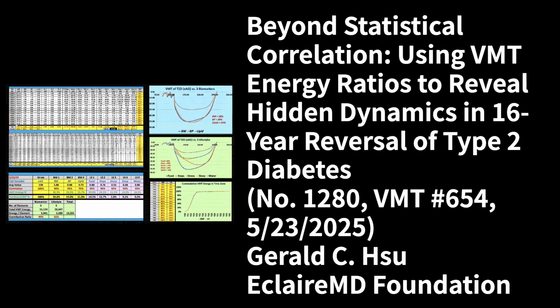Beyond statistical correlation, using VMT energy ratios to reveal hidden dynamics in 16-year reversal of type 2 diabetes number 1280, VMT Sharp 654, March 23, 2025. Gerald C. Shu, EclaireMD Foundation.